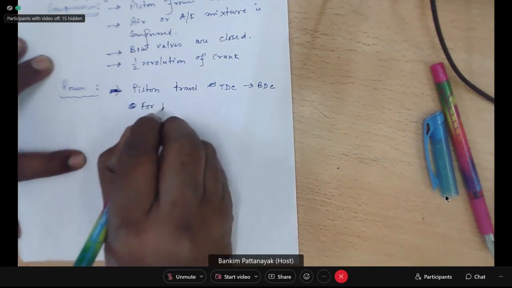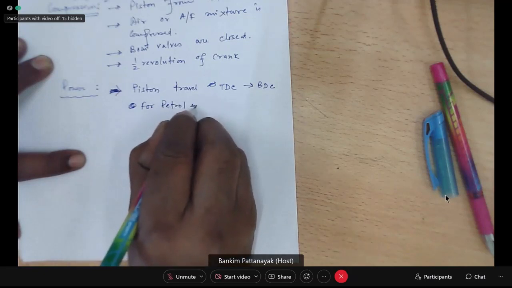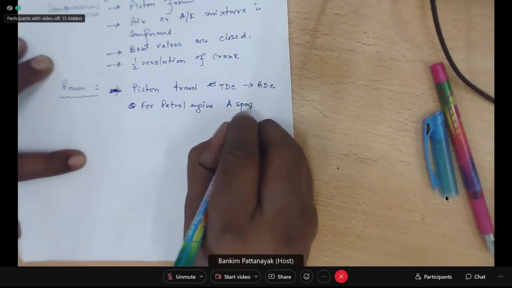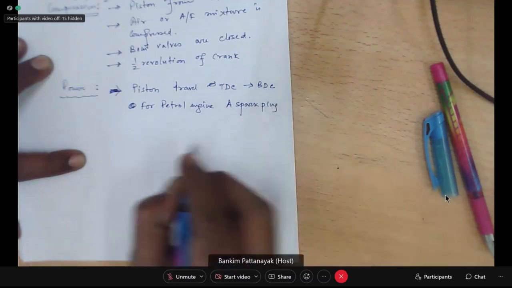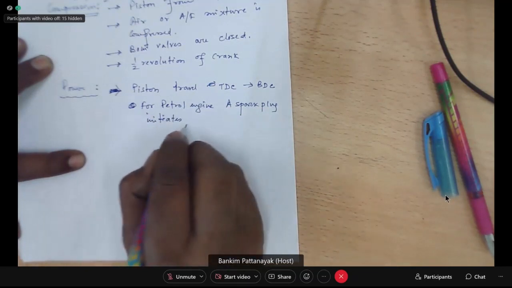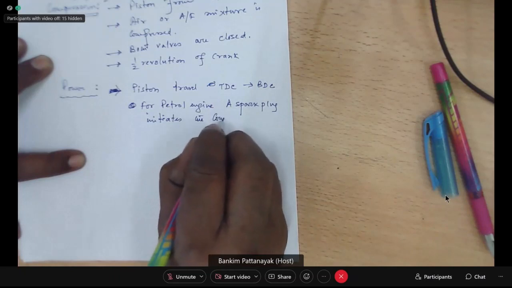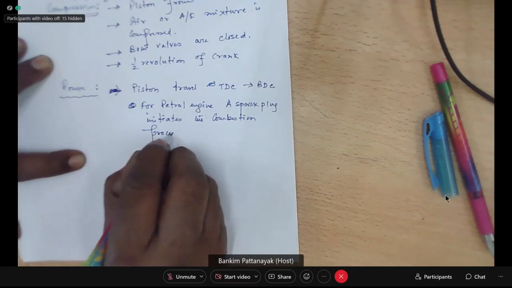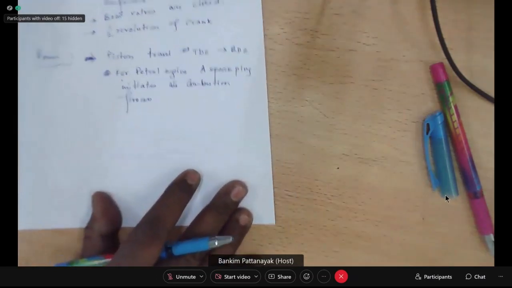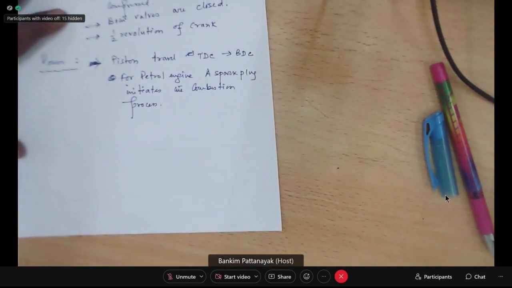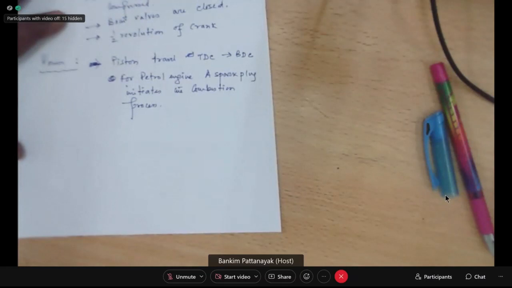For petrol engine, a spark plug initiates the combustion process. Actually, what do you want to do? We want mechanical work to be done by the IC engine.